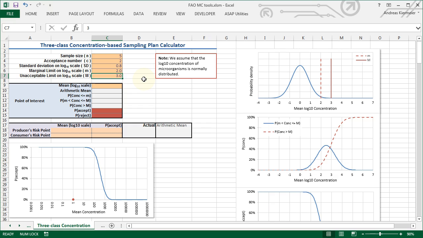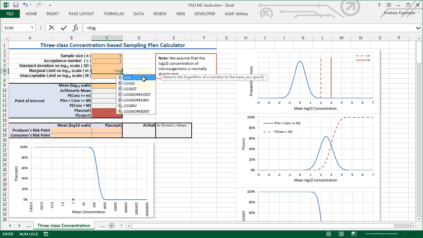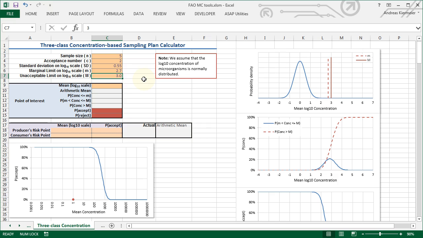So for this demonstration, let's assume that the standard deviation is 0.55 and that the microbiological limit little m is 500 on the original scale, and therefore on the log scale we type log 500, which comes out at about 2.7. And for the unacceptable limit big M, we use 5,000 on the arithmetic scale, which on the log scale equals log of 5,000, or about 3.7.